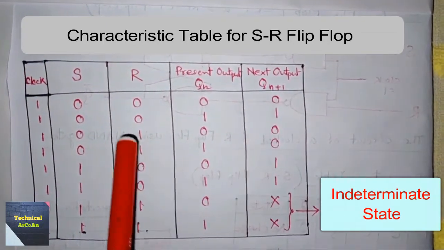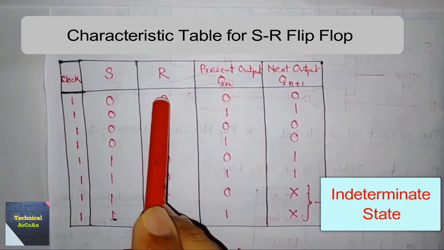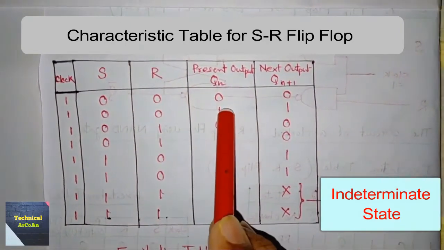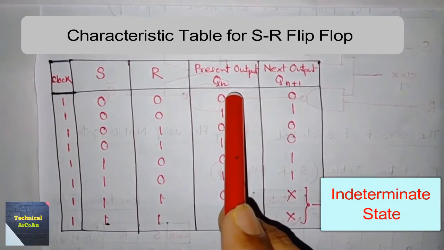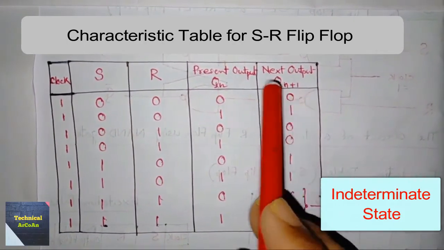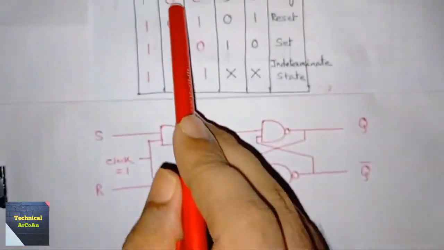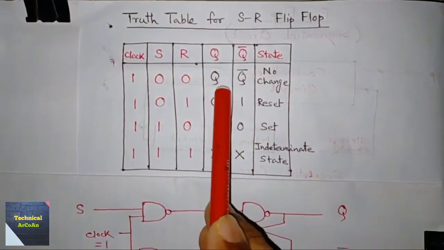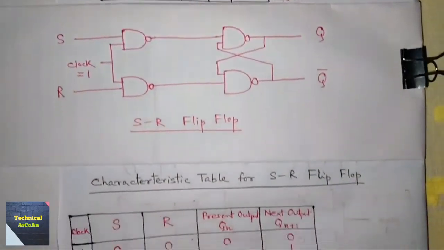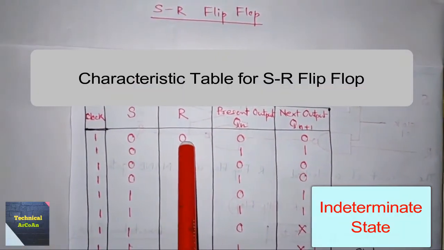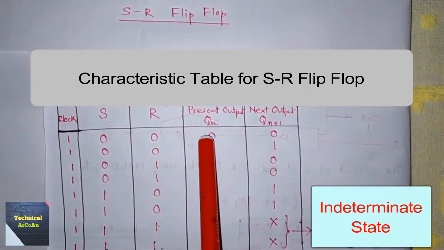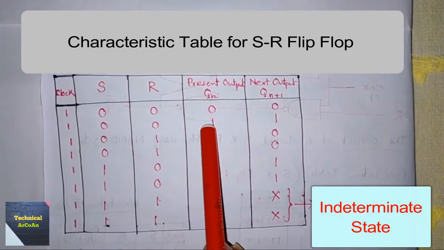Now when S and R are 0 0, there are two possibilities. The present Qn value is either 0 or 1. In both cases, we get the same value as Qn, because we know that for 0 0, Q should remain Q. So when S is 0 and R is 0, whatever the present value, 0 or 1, in both cases we get the same: when it is 0 we get 0, and when it is 1 we get 1.